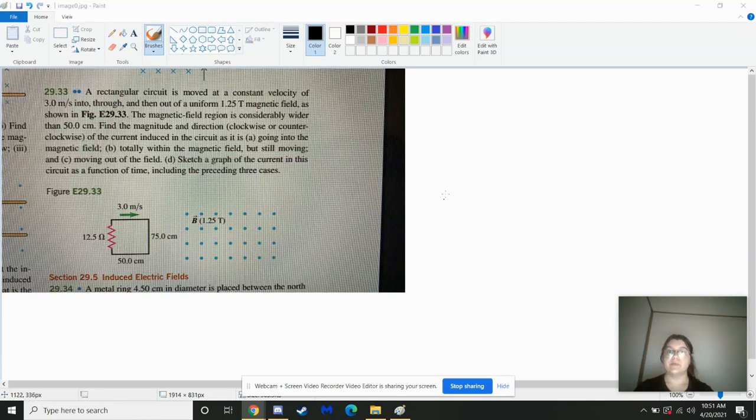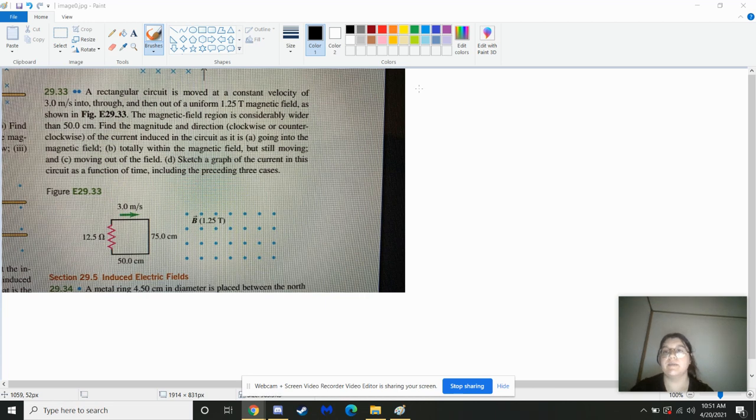Hi everyone, so this is going to be my video for the final exam. The question says a rectangular circuit is moved at a constant velocity of 3 meters per second into, through, and then out of a uniform 1.25 T magnetic field, as shown in figure E29.33.